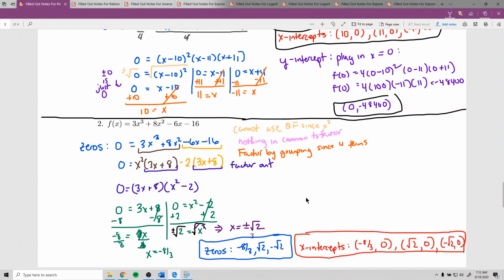And then finally for the y-intercept, we plug in x equals 0, and we get f of 0 equals, what's going to only remain is this minus 16. If we plug in 0 for each of these x's, it's all going to go away. We get negative 16. So our coordinate pair is 0, comma, negative 16 for the y-intercept.